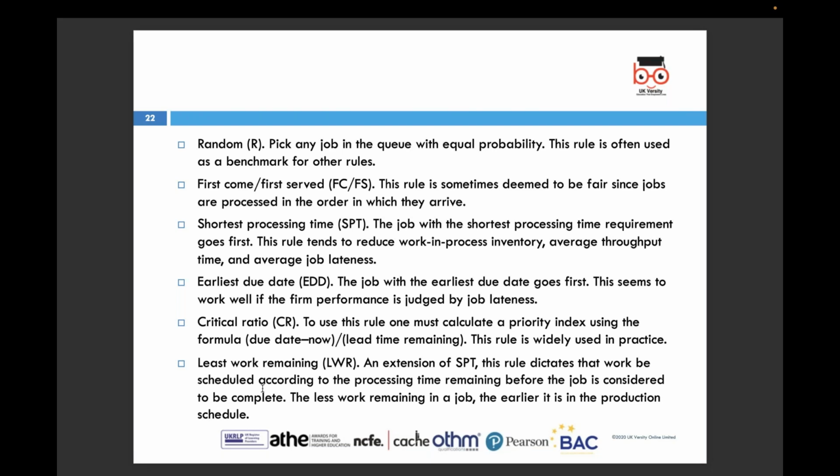The last one is the LWR, or least work remaining rule, an extension of SPT. LWR schedules jobs based on the processing time remaining before a job is considered complete. Jobs with less work remaining are given higher priority in the production schedule. This rule takes into account the progress made on each job and aims to complete jobs with less remaining work as early as possible.